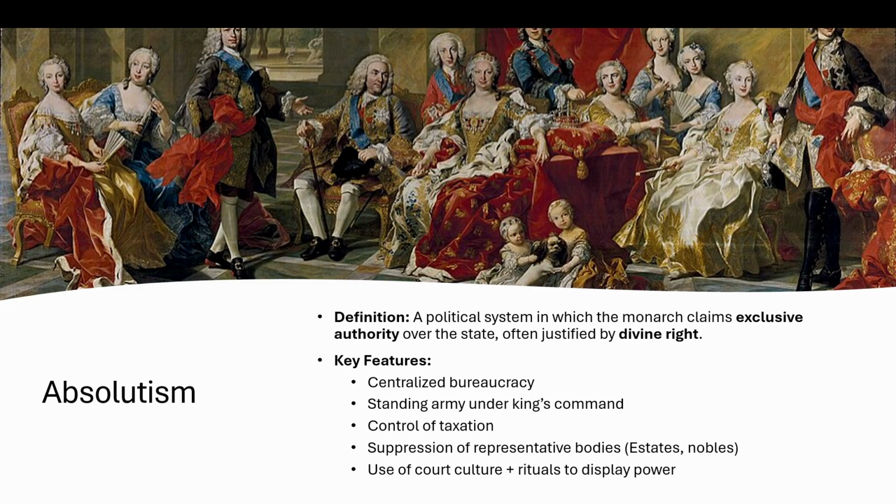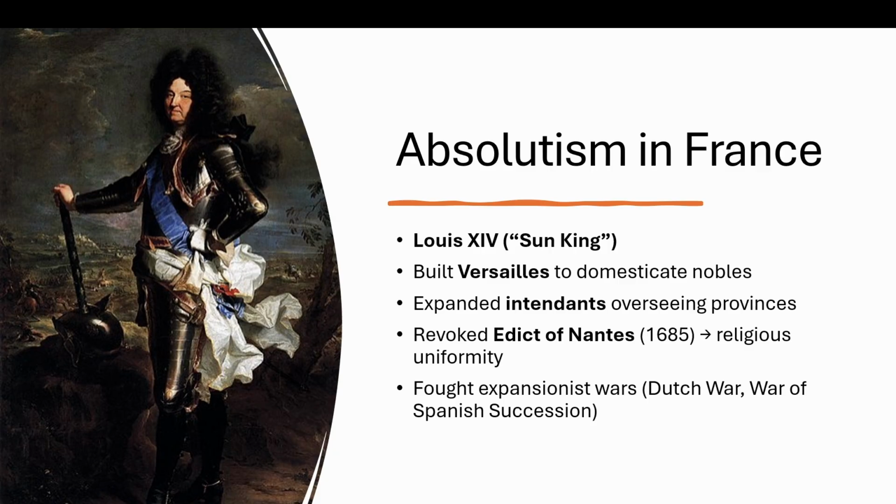These are all ways that these monarchs consolidate their rule by making sure they're not beholden to any nobles, and by making sure they don't have to listen to any church or religious institution. They centralize their power and make themselves the sole authoritarian ruler in their country. So let's take a look at a few specific instances.